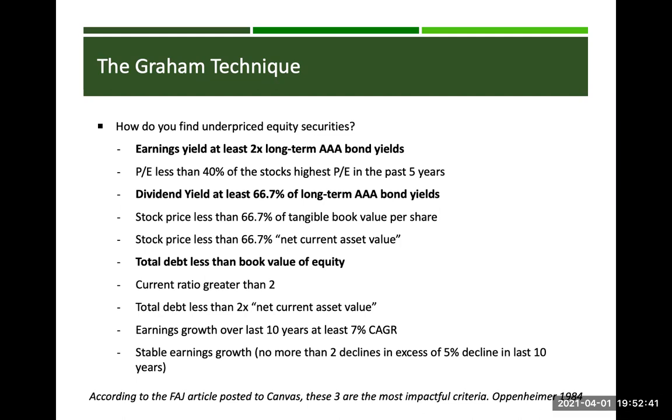Now the paper actually empirically went through and tested these, and it found that the 3 most important were these. Total debt, less than book value of equity. Home Depot does not meet that. Earnings yield has to be sufficiently high relative to market pricing of high-grade bonds. Dividend yield needs to be sufficiently high relative to pricing in high-grade bonds.